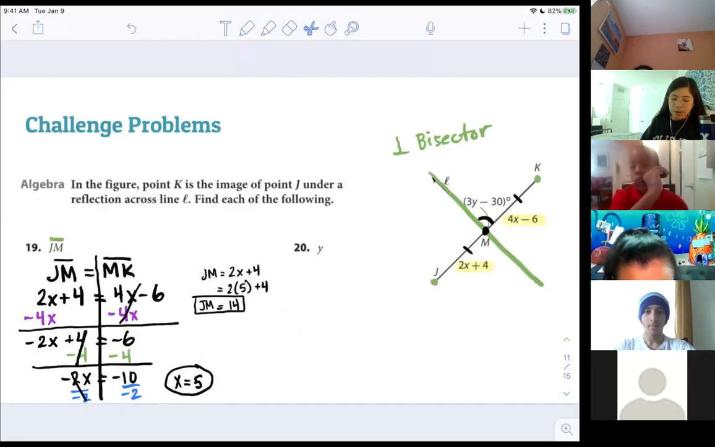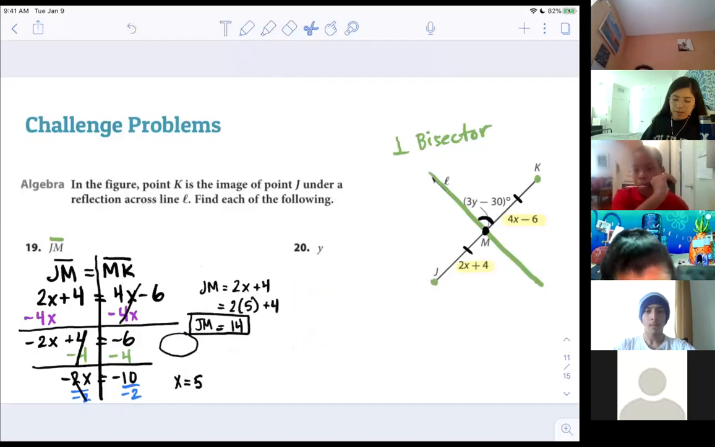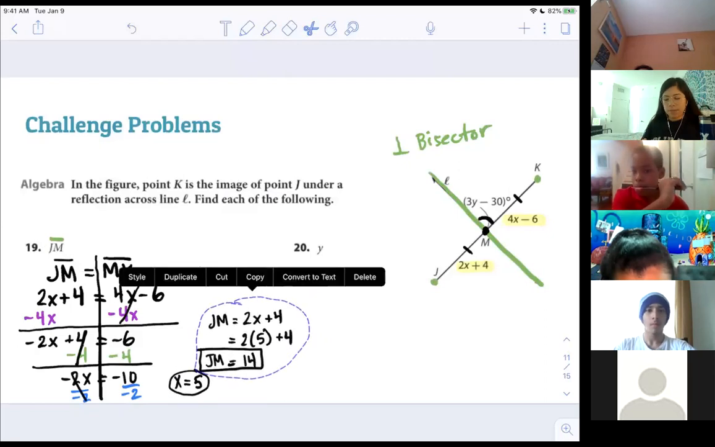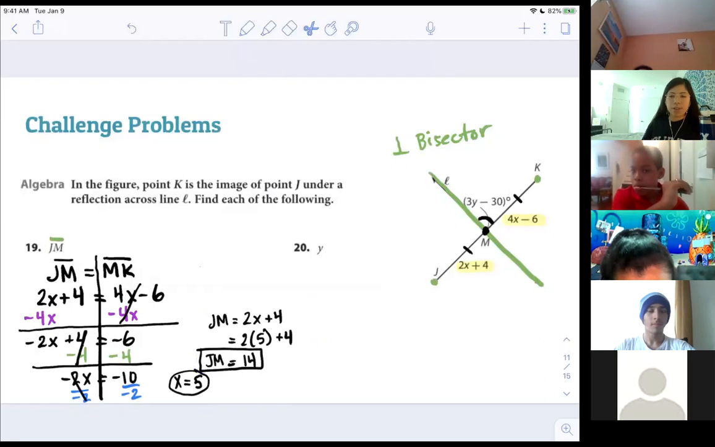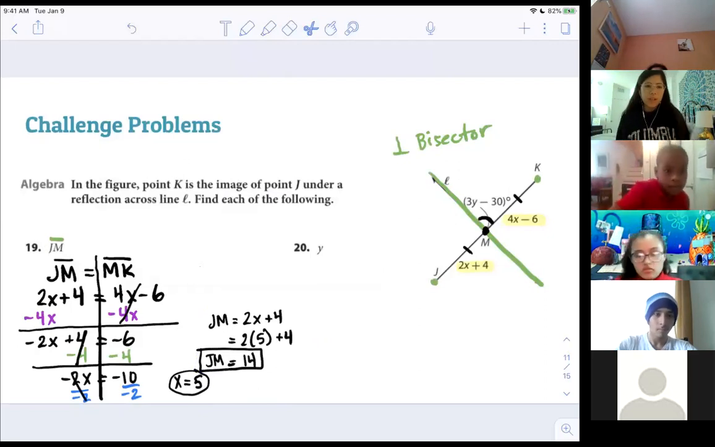Let me break it down. What does the word perpendicular bisector tell me? I'll break it down even further. What does the word perpendicular tell me? That it's a cross? It makes that T, right? But what type of T does it have to be? Could it be any angle in the world? What type of angle?